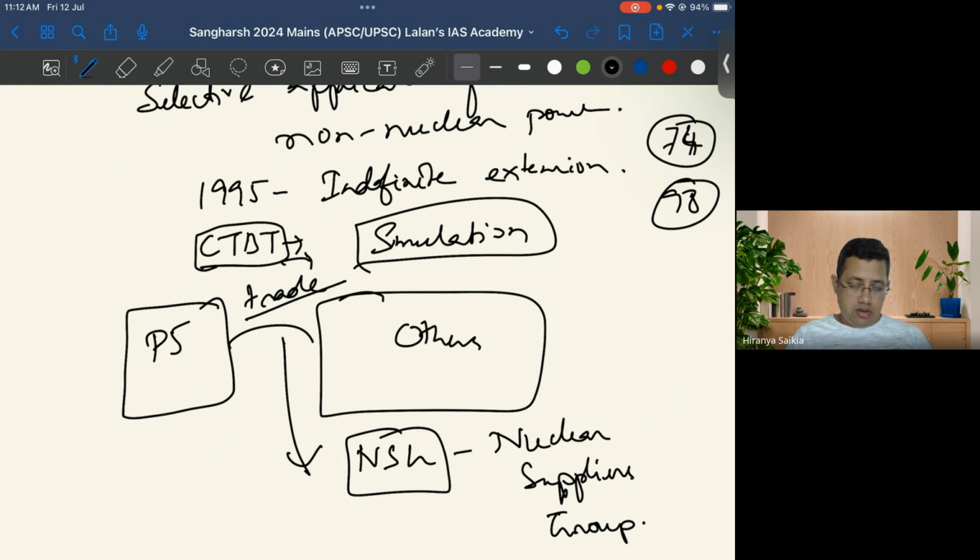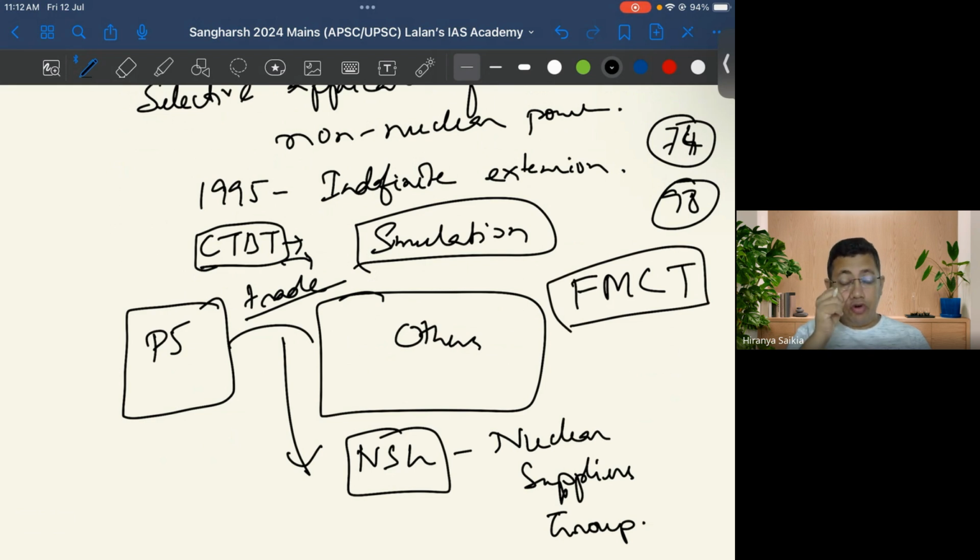And then there was another negotiation, called FMCT, the Fissile Materials Control Treaty. It is supposed to control the amount of fissile material that any country can have. India alleges that China and Pakistan have a lot. There is still negotiation going on, because no country is agreeing to the amount of fissile materials.